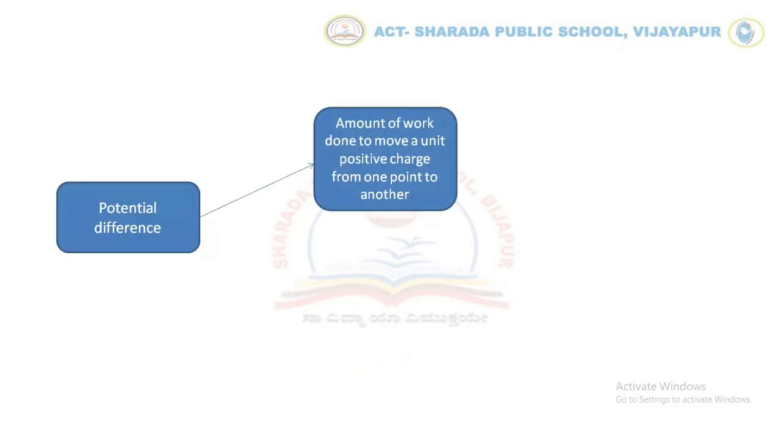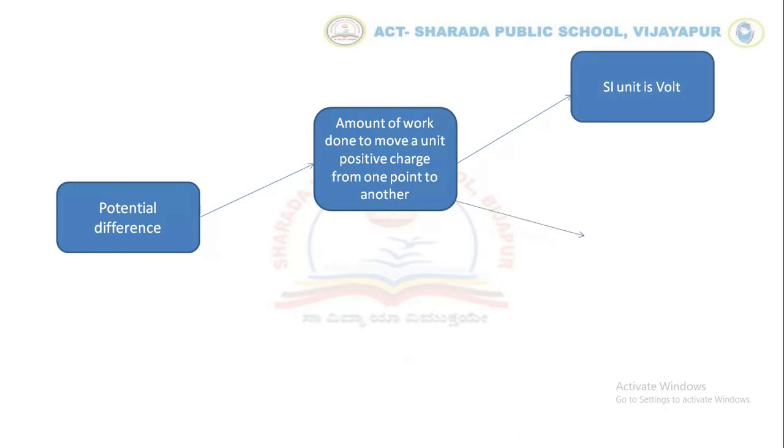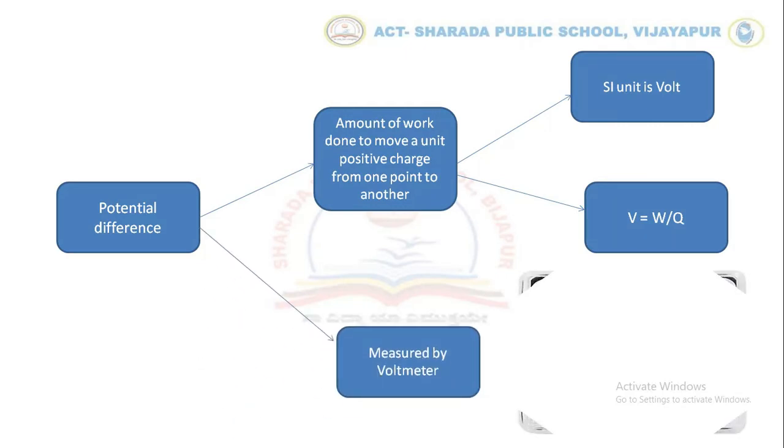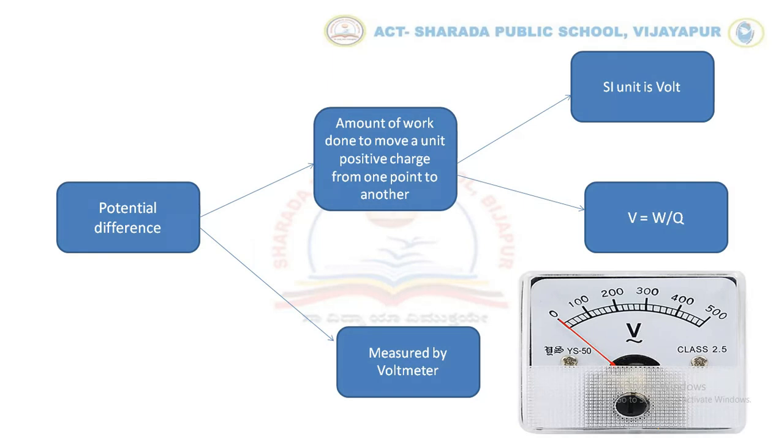Let us look at potential difference. It is an amount of work done to move a unit positive charge from one point to another. SI unit is volt. Mathematical expression V is equals to W by Q, where W is work done and Q is a charge. It is measured by voltmeter, and it is always connected in parallel combination to measure potential difference.